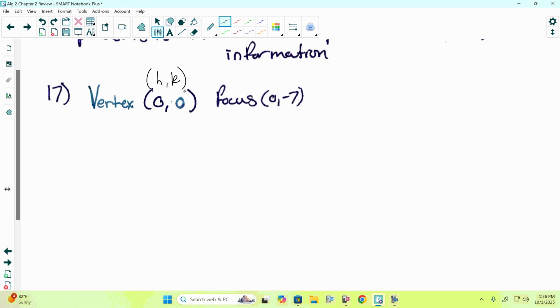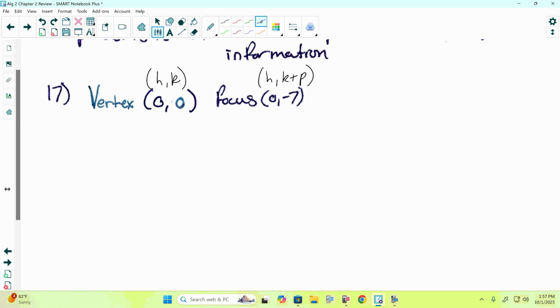Let's look at 17. For 17, they gave us the vertex and the focus. Now, the focus comes in one of two forms: h plus p comma k and h comma k plus p. Now, we look and see which one changed from the vertex to the focus. Well, the first value, the h value, went from 0 to 0, so that didn't change. But the k value went from 0 to negative 7. So this would be h comma k plus p, because we put the plus p on whichever one changed. Since k changed from vertex to focus, it gets the plus p.